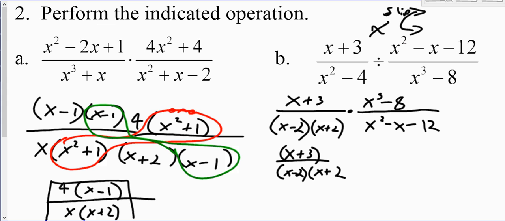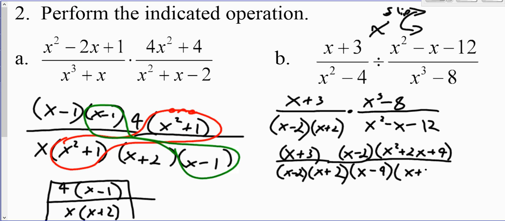Okay, x cubed minus 8 is again a difference of cubes, so same one as I had before. So it's going to be x minus 2 times x squared plus 2x plus 4. And then x squared minus x minus 12. Again, we saw this earlier. This is x minus 4 times the quantity of x plus 3.